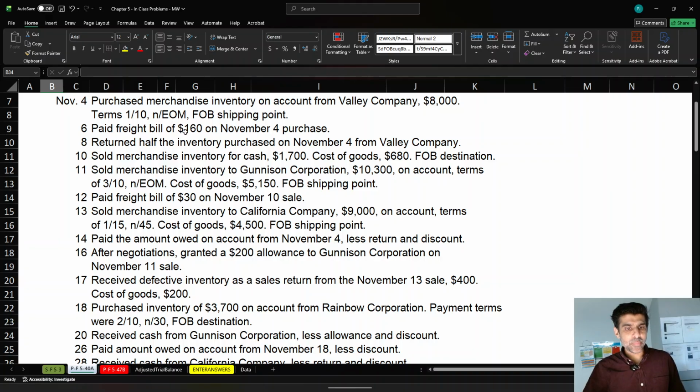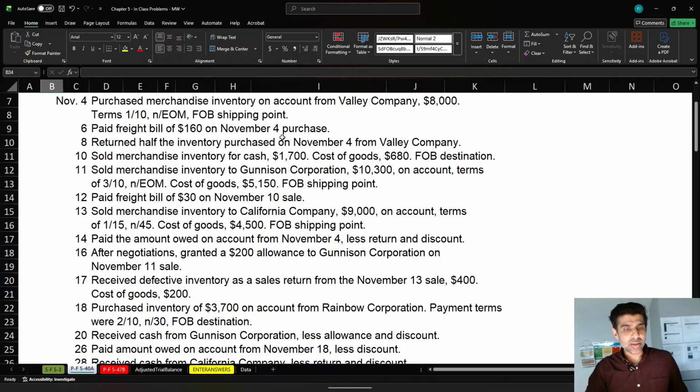Second, we paid a freight bill of $160 on November 4th for this purchase transaction. Again, in purchase transactions, when we pay for freight, we're going to capitalize that, right? We're going to store it as an asset because we want to match that cost of inventory with the revenue whenever we sell that item.